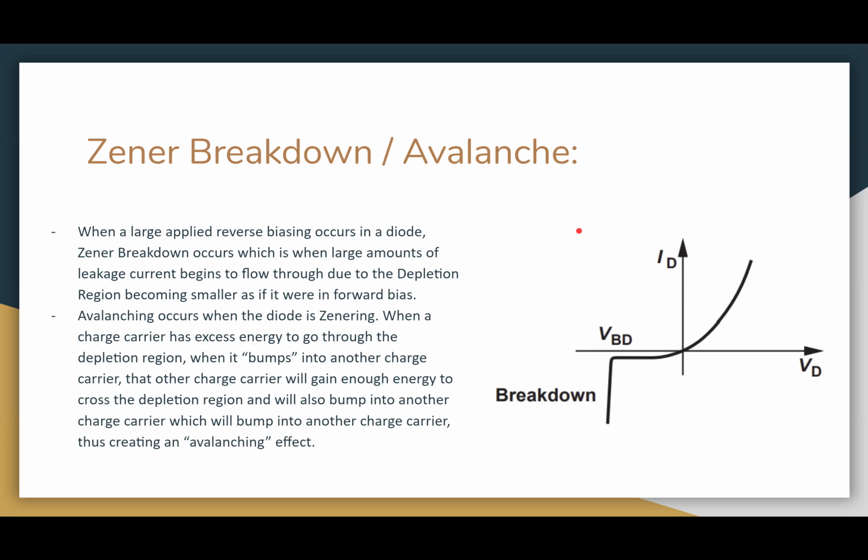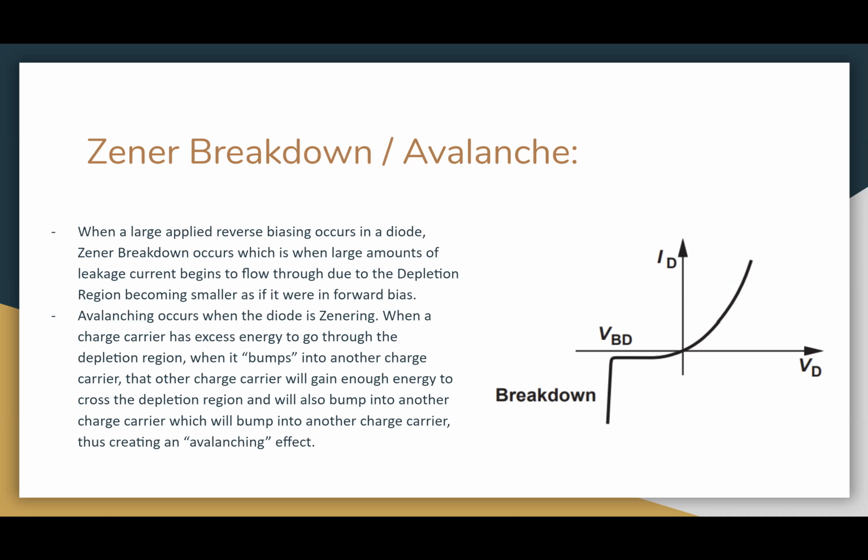So next we're going to be talking about Zener breakdown and avalanche. Like what Kevin said, when you apply a large enough reverse bias voltage on the diode, you'll get Zener breakdown. This occurs with large amounts of leakage current beginning to flow through due to the depletion region becoming smaller. So it essentially starts to act as if it were in forward bias, but it's not. It's in reverse bias, and the current leaking through is leakage current, but it's a large amount that's going through. So that's Zener breakdown.